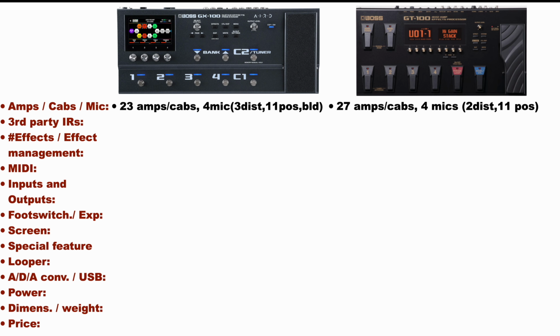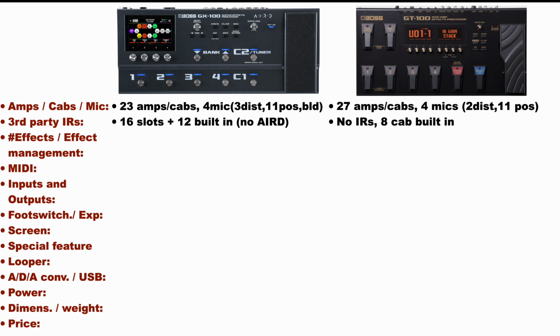On the other hand, in the GT-100 we have 27 amps and cabs with 4 mics and the possibility to choose 2 distances and 11 positions of the mic across the cab. Here Boss uses its COSM modeling technology, which was, I would say, the previous iteration of the AIRD. I mean, AIRD is the new modeling technology used by Boss.